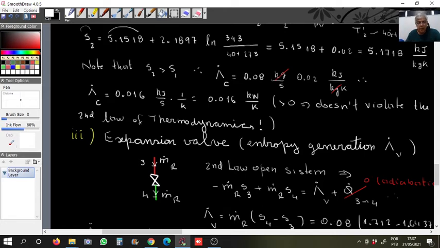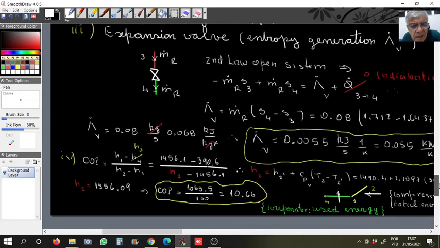Now it's important, because obviously S2 is greater than S1. So the entropy generation is positive, which means that the process in the compressor does not violate the second law of thermodynamics. That's quite clear. Now let's go to the expansion valve, the entropy generation. Let's put it here.